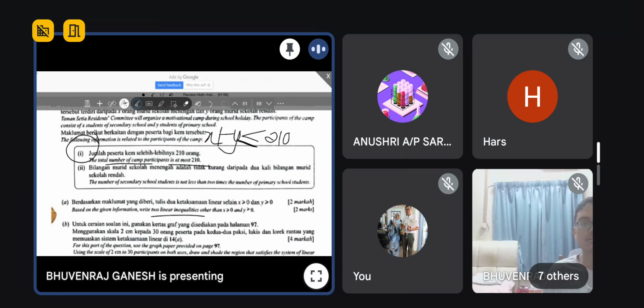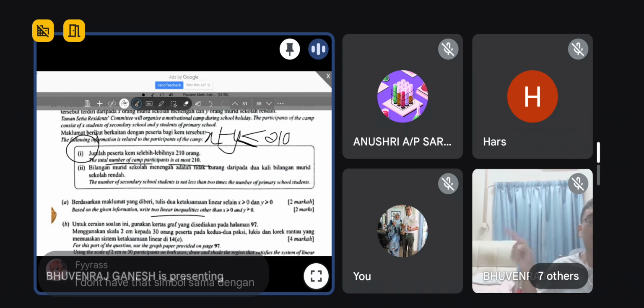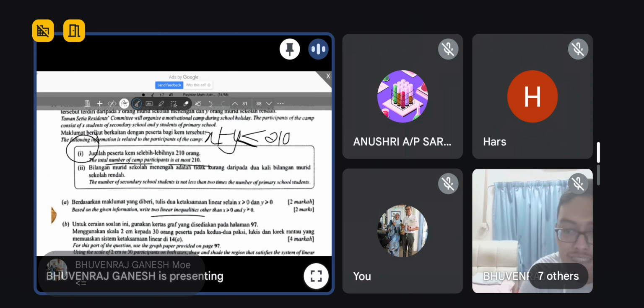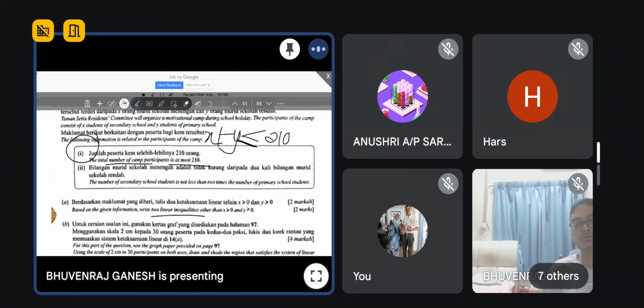At most means less than or equal to. At least means greater than or equal to. Oh, you just type equals like this. Okay, you can type like this to me. Then I will understand already. That's how you communicate in the computer. That one I don't understand. Okay. So, for number 2, can anyone tell what is the inequality?